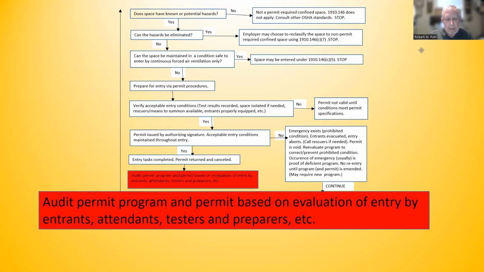Audit the permit program and permit based on evaluation of entry by entrants, attendants, testers, preparers, etc. Anytime you do a confined space entry, there are so many people involved and so many things going on that could go wrong that when you're done, you should get together and have a debriefing and hash it out and see what happened. And of course, if something went wrong, you'd be doing this midway through, and that's really important. You have to find out what went wrong, and maybe rewrite your whole program if you have to, because it's very important in this confined space thing.